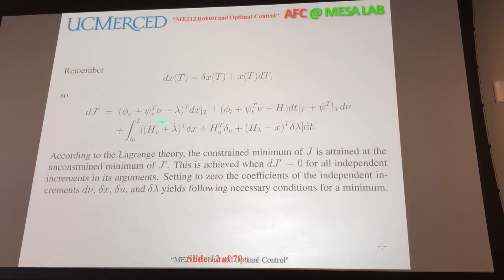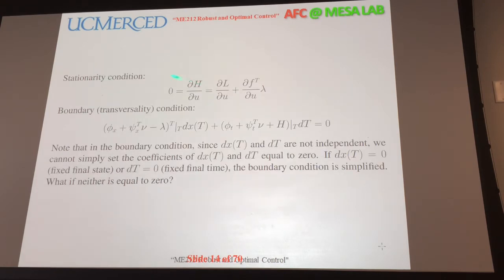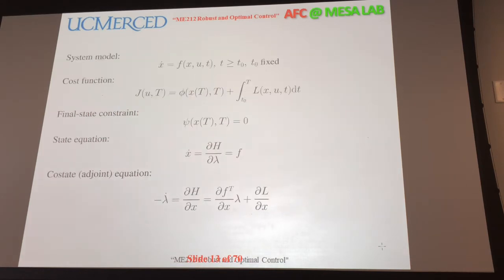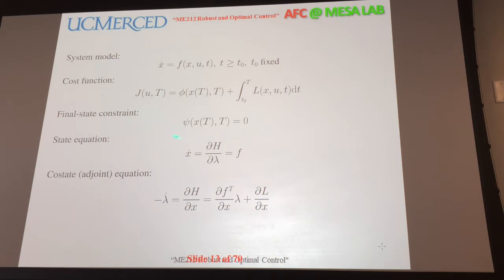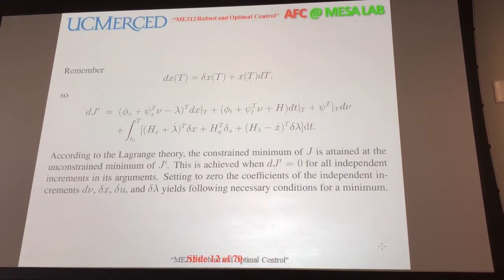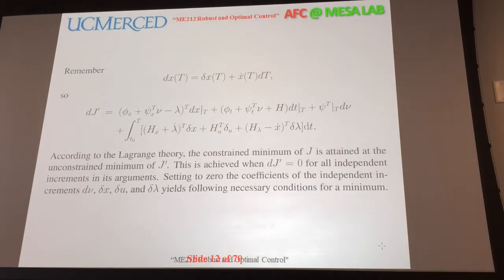Then you look at this, HU is 0. So HU is 0. This one must be 0. H is L plus lambda transpose F, so you have lambda transpose F partial U, and you got this one. Okay? Then if you check this one, it is nothing but the state equation. So you have the state equation here, x dot is f. So we have discussed this part. This is giving us the way to solve the equation.